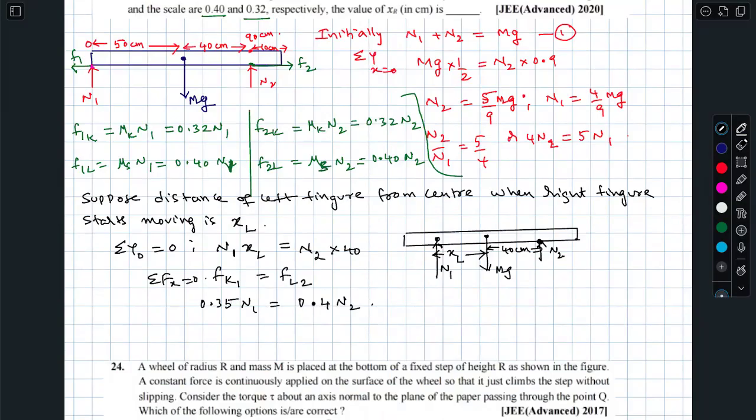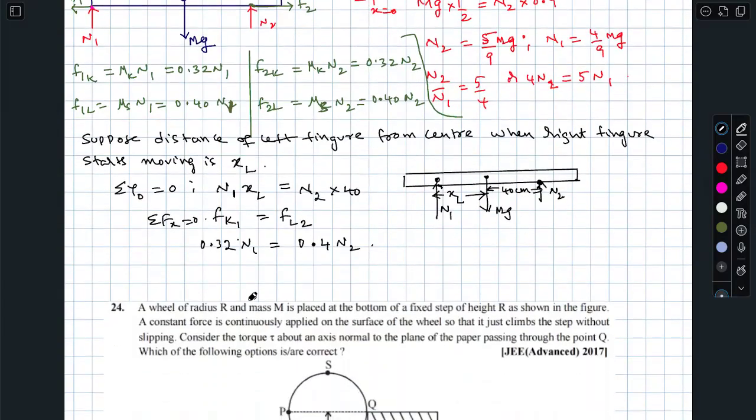So now what happens? 4N1 is equal to 5N2. చూడండి, ఇక్కడ యూజ్ చేసినవి ఇక్కడ యూజ్ చేసినవి వేరు. మీరు నన్ను గొడవ పెడతారు కాబట్టి ఒక పని చేస్తాను, డాష్లు పెడతాను వీటికి.